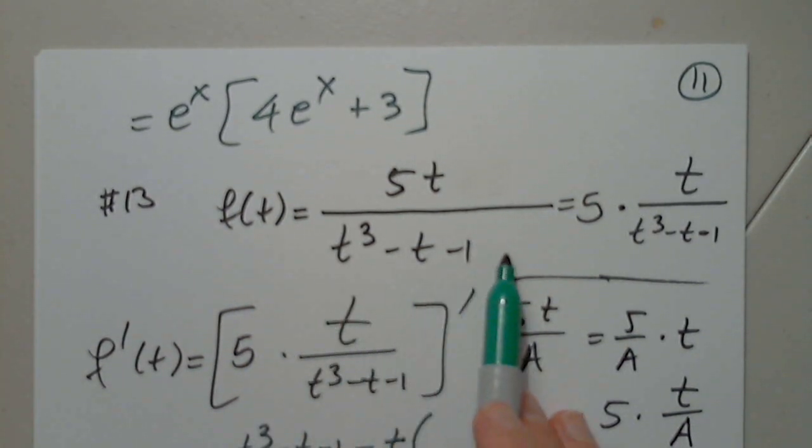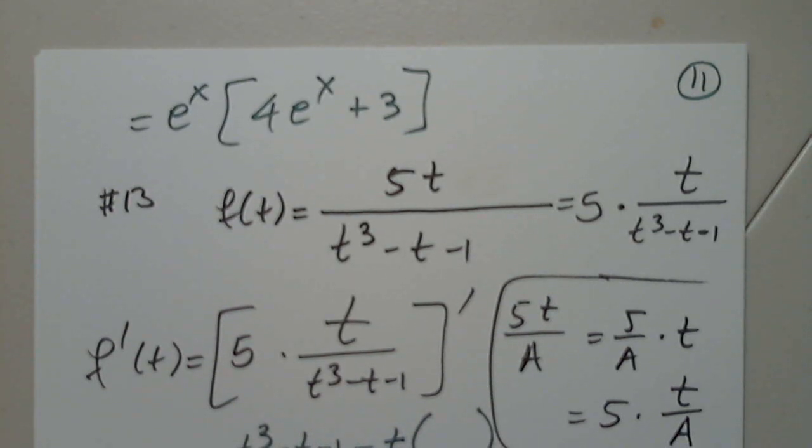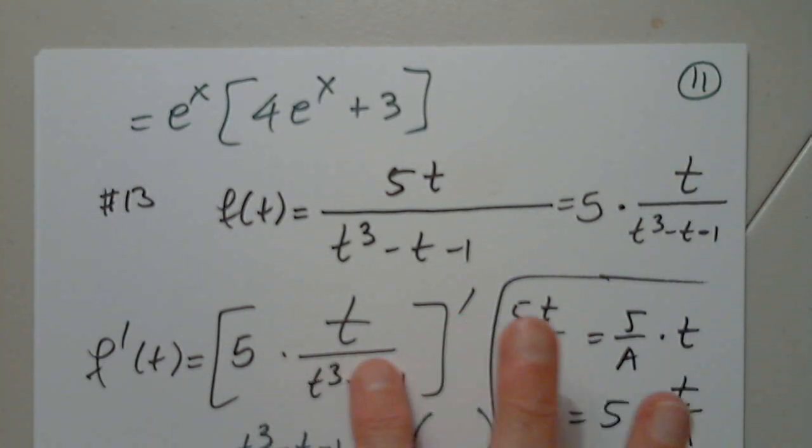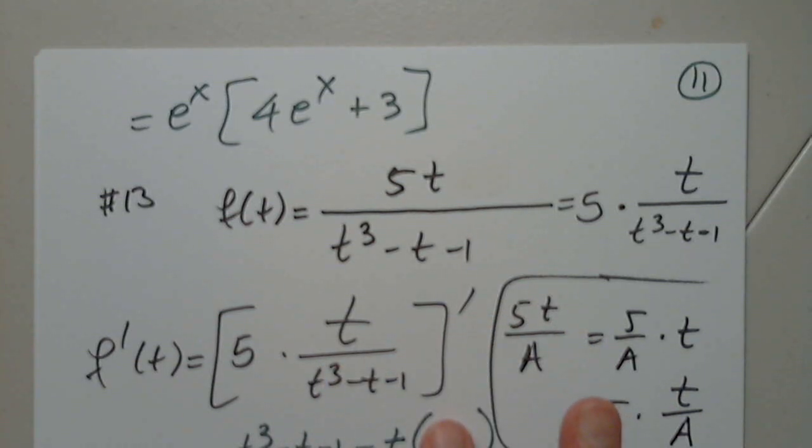Can anyone differentiate this so I can put it here? So one more time. The numerator prime is 1, so times the denominator, minus the numerator times the denominator prime. I need us to differentiate this and put it here. 3t squared minus 1. Is that clear?